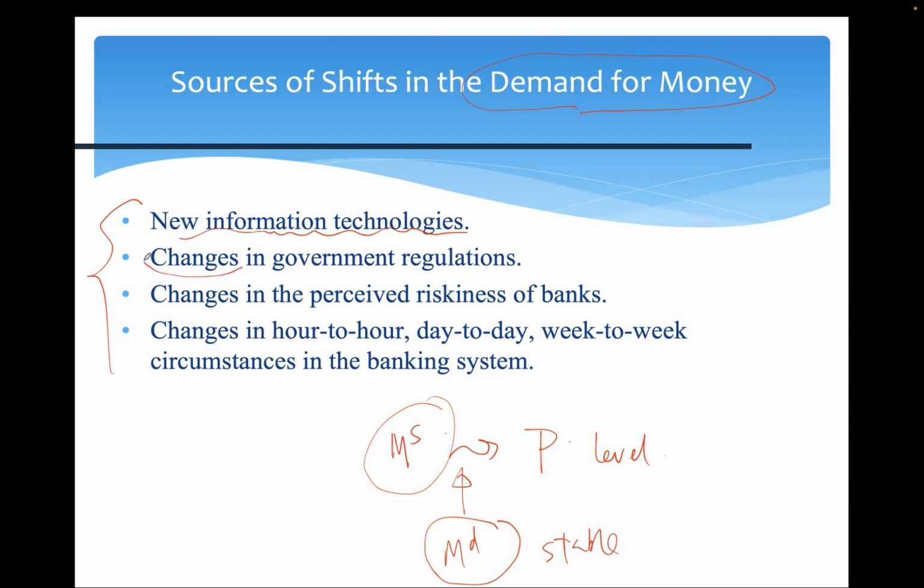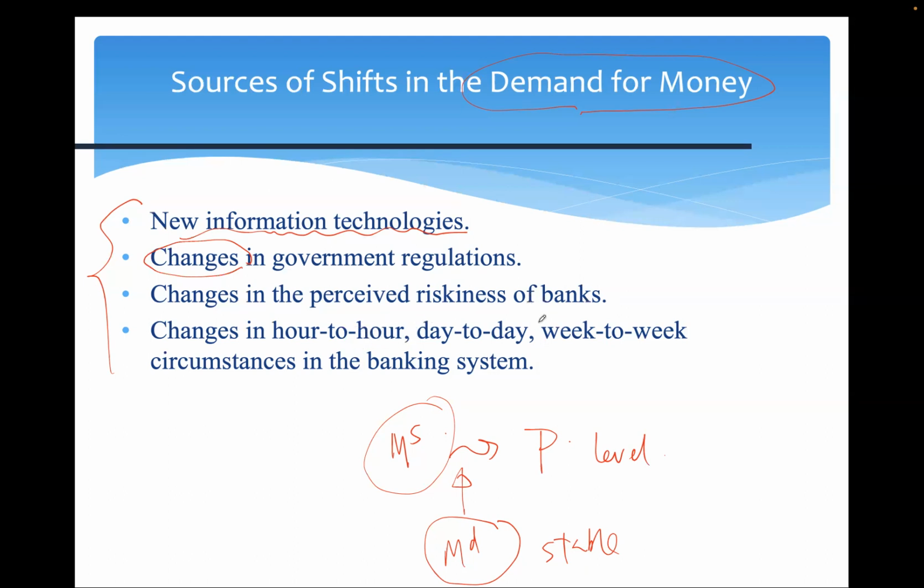And then changing government regulation. For example, the government may regulate the banking sector, such that the bank needs to keep more reserves and issue less credit. So that's going to increase demand for money, and vice versa. Okay, and then there's the perceived riskiness of banks. People may not want to deposit money in the bank, and then there is more demand for cash.